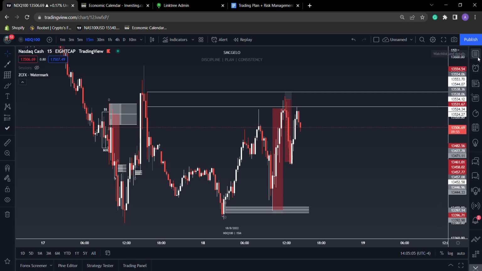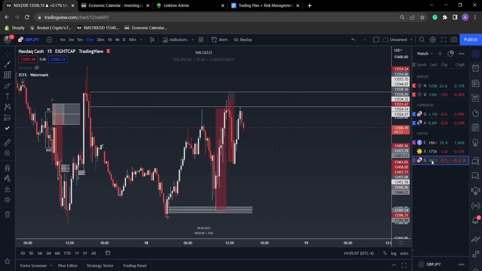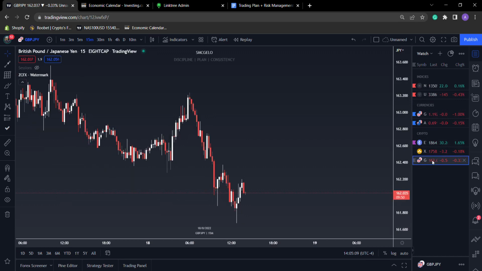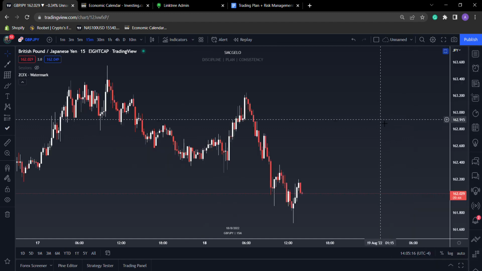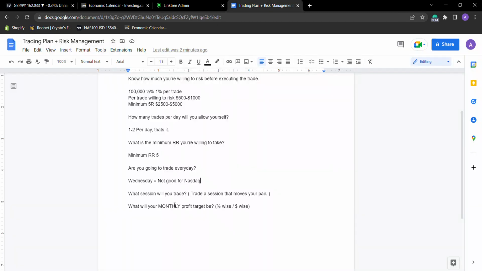If you're trading other pairs, different countries, GBP, JPY, Euro, trade it during London. Simple as that. Oh, my gold's there. So I trade New York Stock Exchange. I don't know what is going on with me today, but yeah, I only trade New York. I don't trade London. I don't trade Asia.